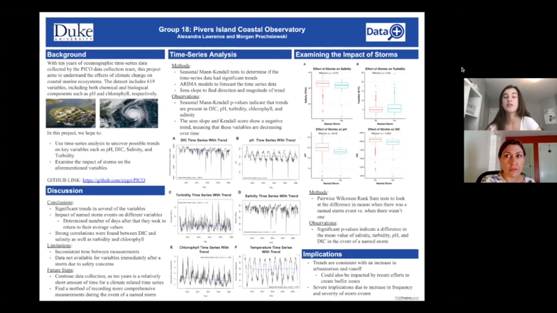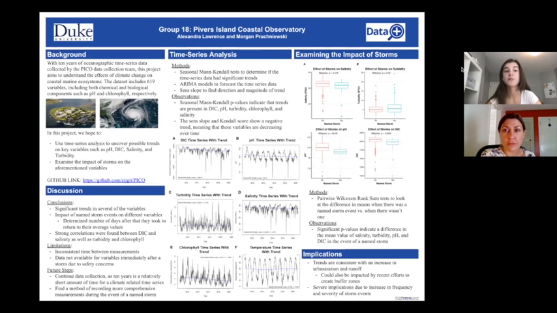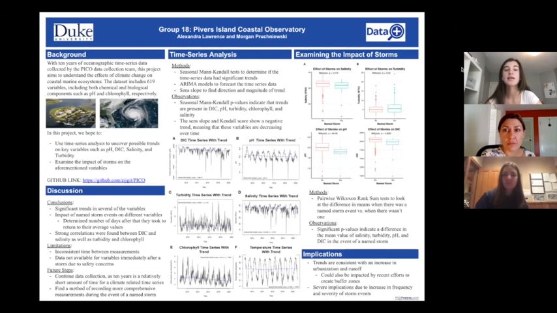Specifically, we looked a lot into pH, chlorophyll, salinity, turbidity, and temperature. We spent a lot of time this summer doing time series analysis, but then also looking at the impact of named storm events such as tropical storms and hurricanes off the coast of North Carolina. And throughout this entire process, we used R, and all of our code is available at the GitHub link, which we have here on the poster.